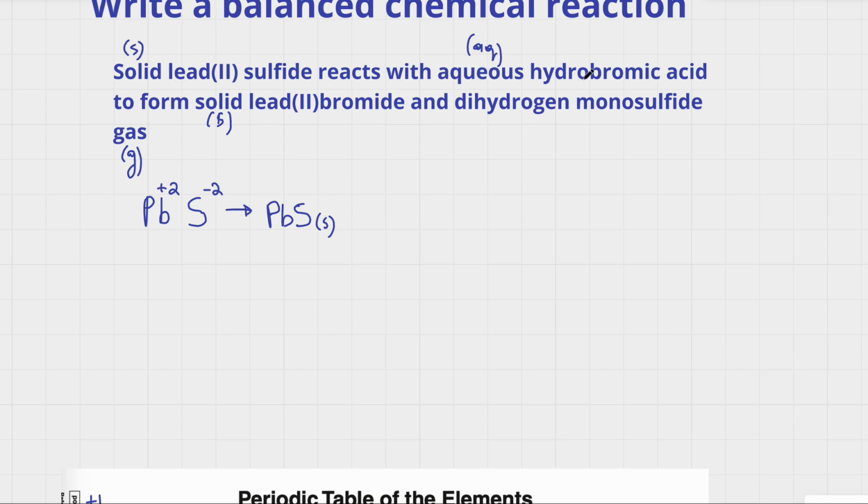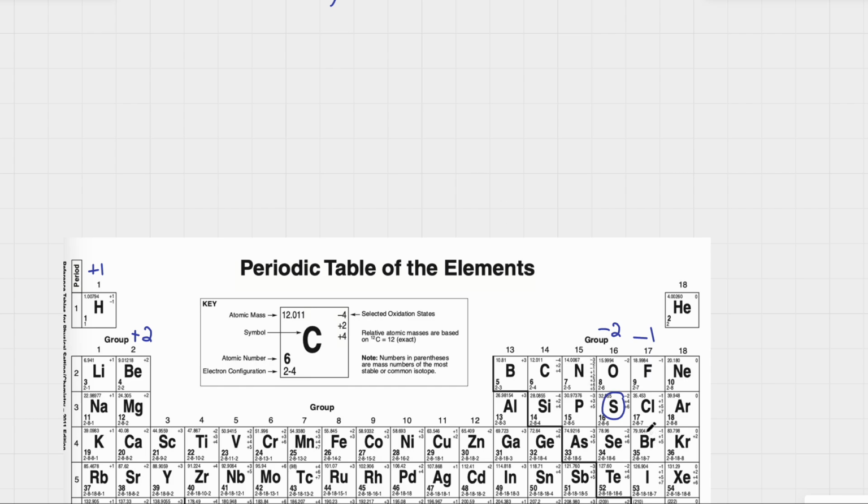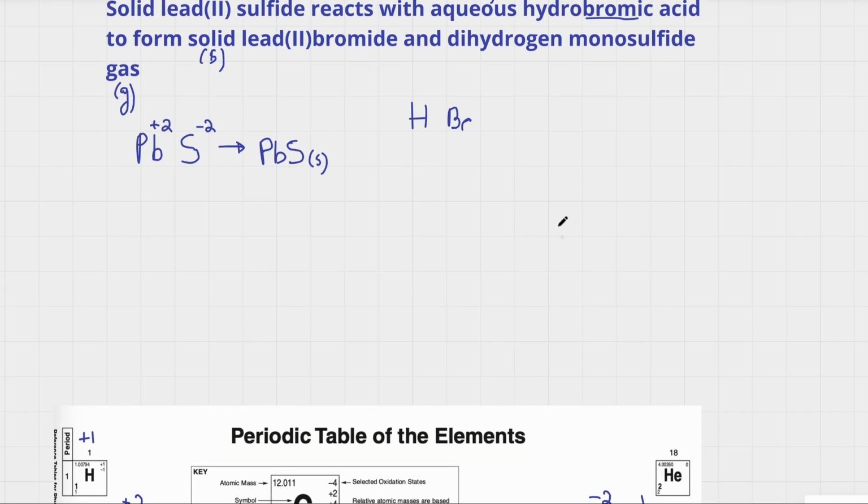Next, we have aqueous hydrobromic acid. Hydrobromic acid is a binary acid that consists of hydrogen, and bromic means it consists of bromine. Again, if I go to my periodic table, notice that bromine has a -1 charge. Bromine is -1, hydrogen is +1. So my formula for hydrobromic acid should be HBr, and it says it's aqueous, so I will write (aq).